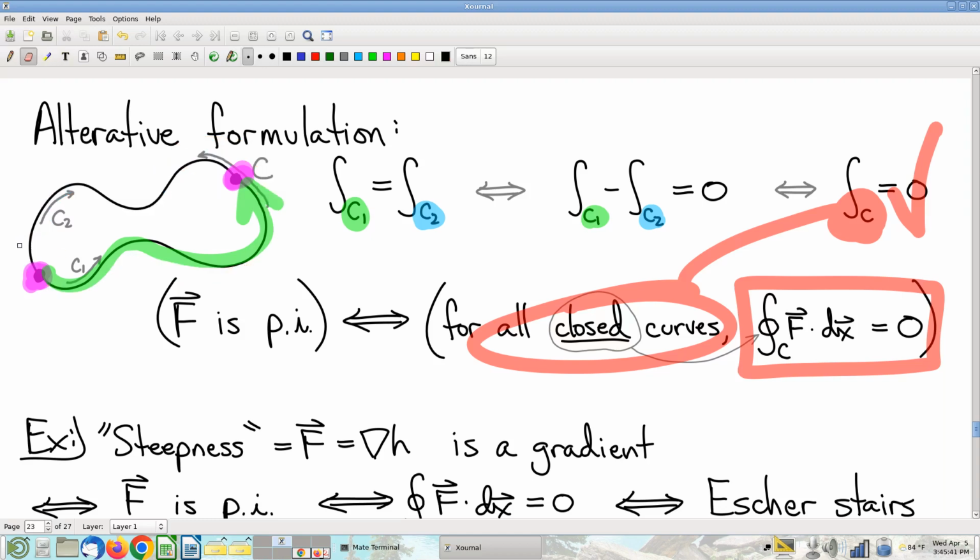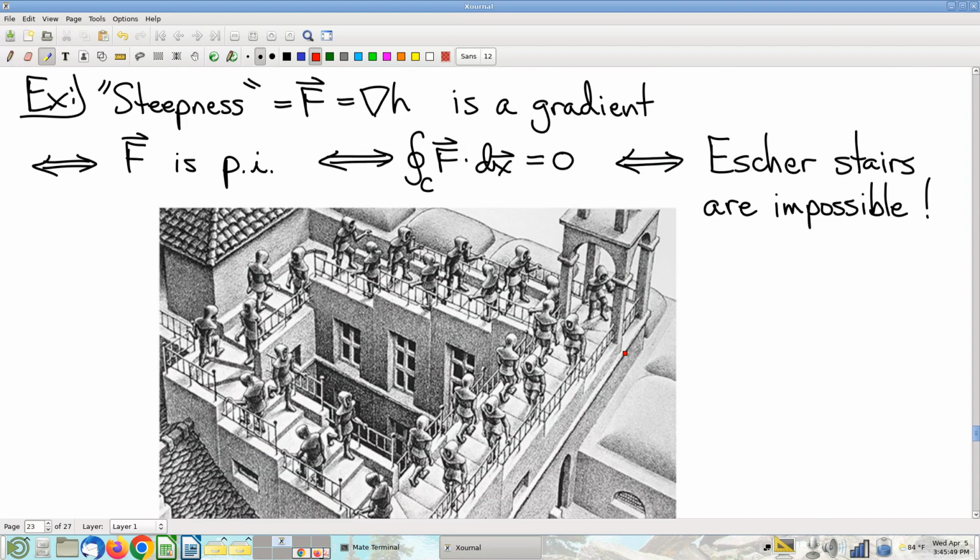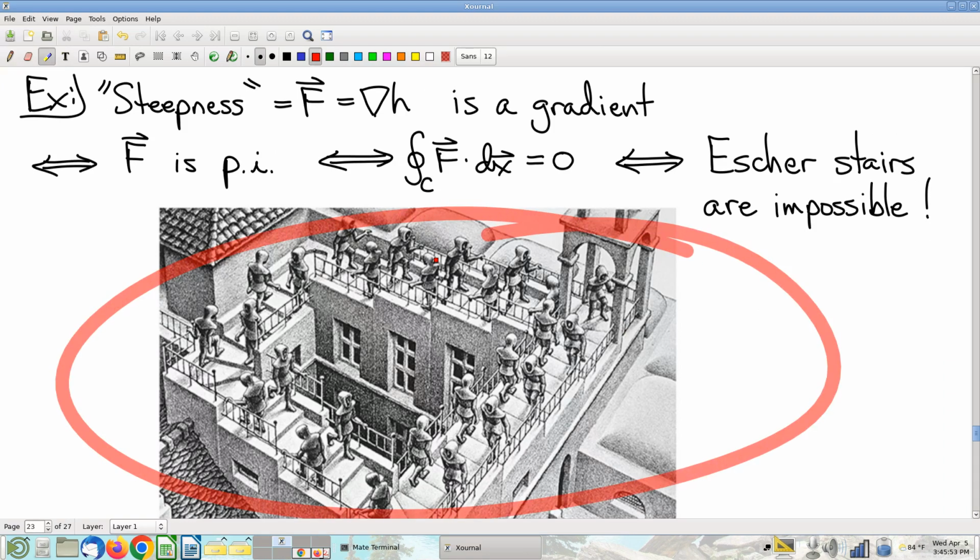Okay, so I'm going to show you an example of the latter now, how this closed curves business is really useful. This, by the way, is a fun example. I think this involves this piece of artwork here.